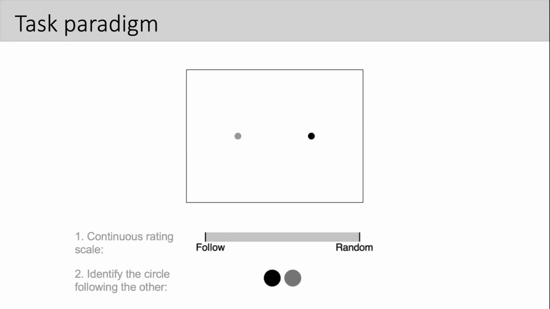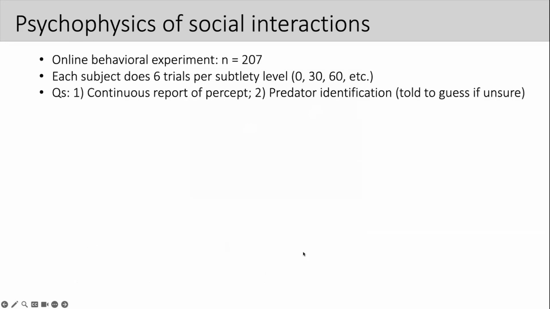But for now, we gave people this scale of follow to random because we were trying to mimic what HCP had done. And then we also asked people, after they give us that rating, to identify the predator. So, as a measure of accuracy, and this gives some interesting results even when people don't report seeing a social interaction. They sometimes are correctly able to identify the follower.